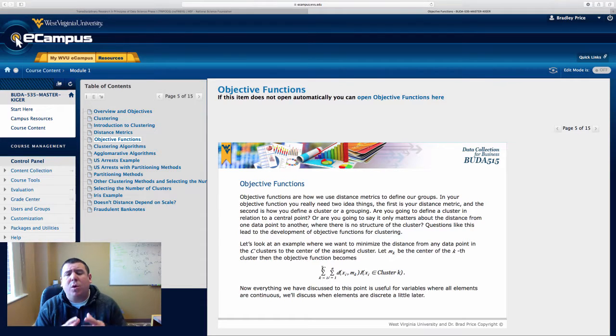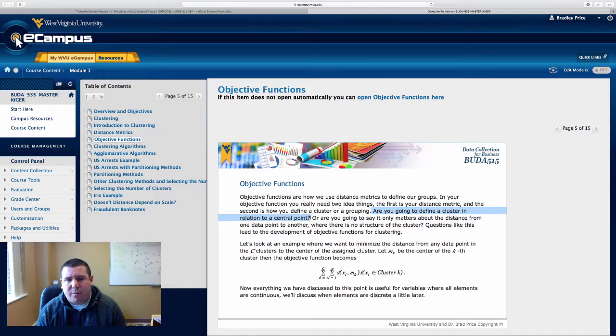This is something you are going to predefine, and we are going to talk about how to select it, okay? Now, what you have to decide is, are you going to define a cluster in relation to a central point, like a median or a mean, or another phrase to use is a centroid? Are you trying to classify it as close to a central point, or are you going to say it only matters from the distance between a data point to another?